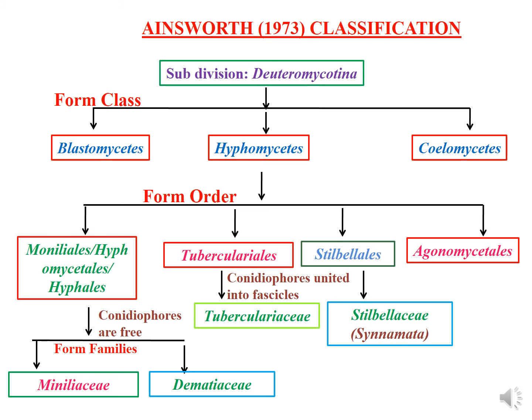If conidiophores are united into fascicle-like structures, they come under the form orders Tuberculariales and Stilbellales. Under Tuberculariales is the family Tuberculariaceae, and under the order Stilbellales is the family Stilbellaceae, where we can see synnemata structures. Along with Agonomycetales, these are the four form orders.